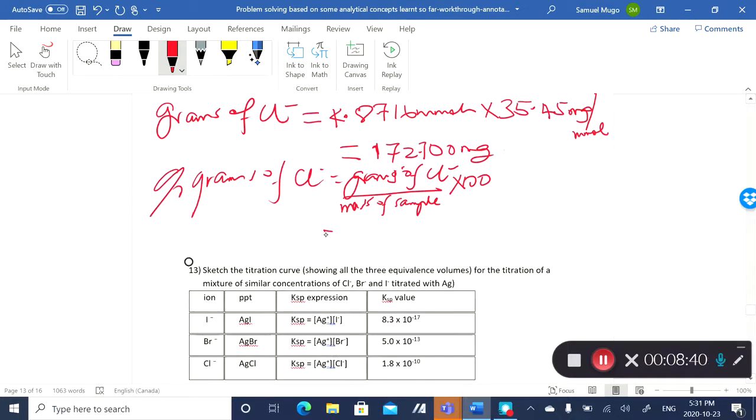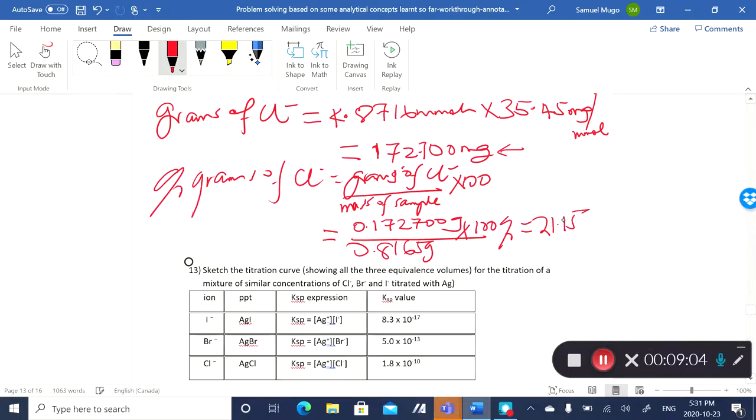And so in this case, you can just substitute: you've got 0.17270, that was the grams up there, divided by the mass of the sample, which we know is 0.8165 grams, times 100. And you should be able to get 21.15 grams as what you would determine as a concentration of chloride in the sample.